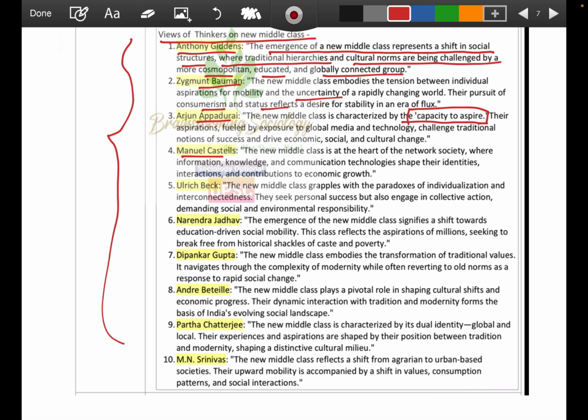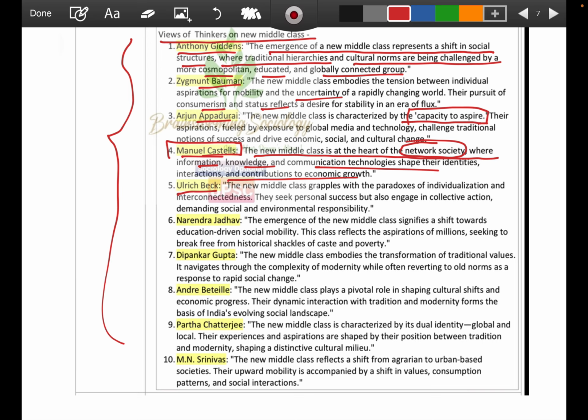Next is Manuel Castells. The new middle class is at the heart of the network society, where information, knowledge and communication technology shape their identities, interaction and contributions to economic growth. So wherever there is the concept of network society, or globalization with the middle class question, you can link Manuel Castells. Develop the point in and around how the globalized world has impacted the middle class. Have the subheading and then in brackets mention Manuel Castells.